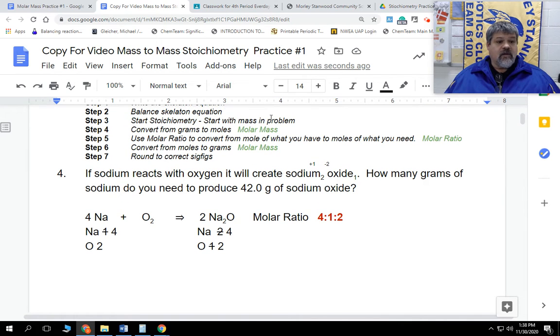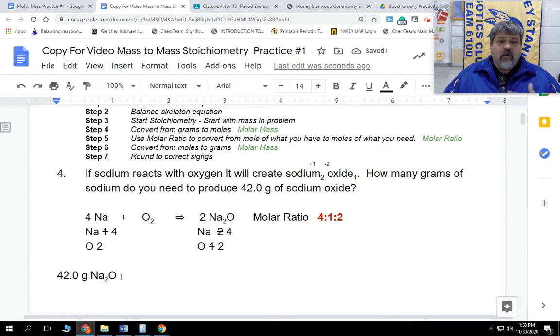So you say start with the mass in the problem. So here's our mass right there. We said it was 3 significant figures, so we're going to go ahead and write that out as 42.0 grams of sodium oxide. So sodium is Na. We know that we have to get a subscript of 2, and then we're going to go back with our oxygen. So there's sodium oxide.